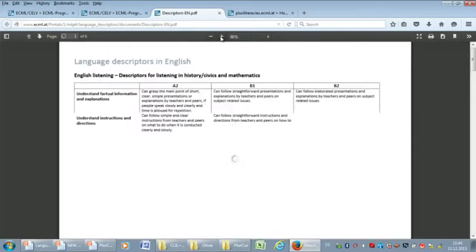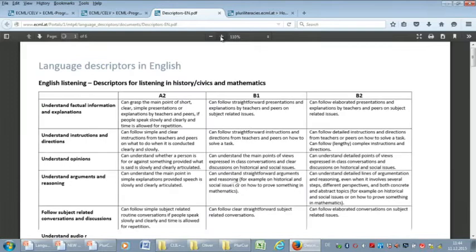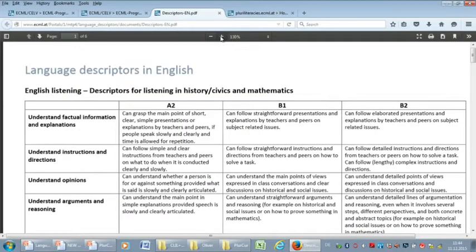there you will see this is the... Is it the listening descriptors first, yeah? Did I click on the wrong one? No, I think it's okay. It's the listening first, yeah.